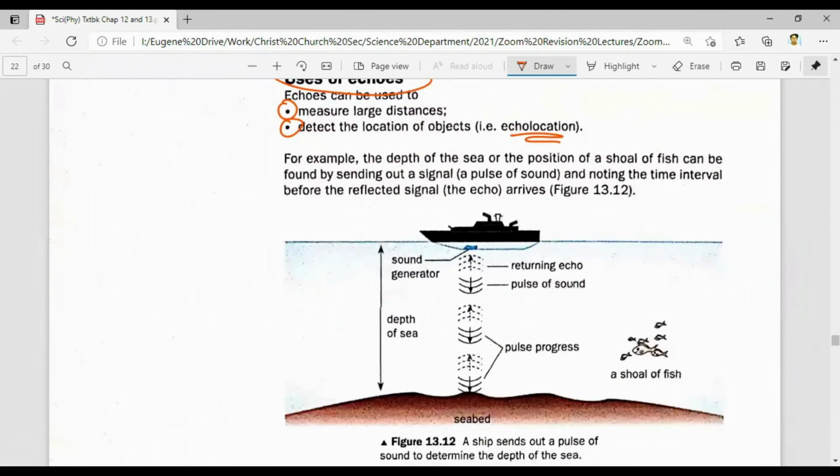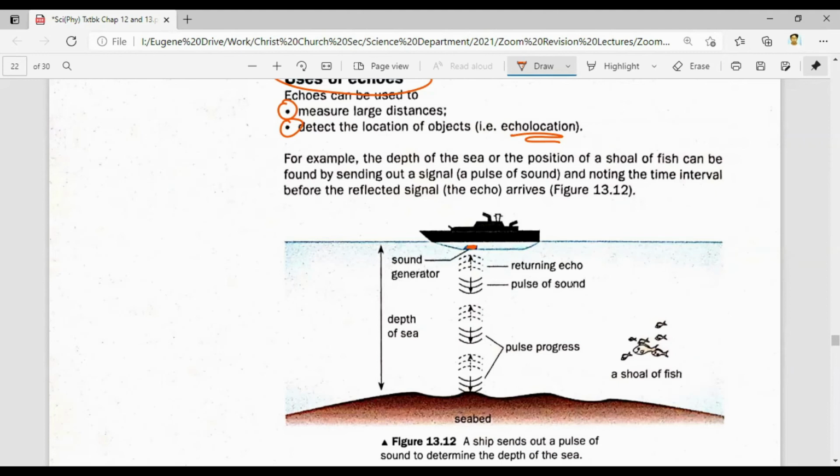Let's look at the first one here: the depth of the sea. How can a ship detect the depth of the sea? It has a sound generator that sends sound downwards. When it hits the sea bed, it gets reflected back up. So the signal goes down, is reflected, and comes back up. If I'm able to find out how long it takes for the sound to go down and come up, and I know how fast sound travels in water, I'm able to find the distance.